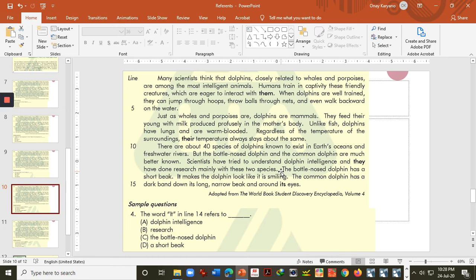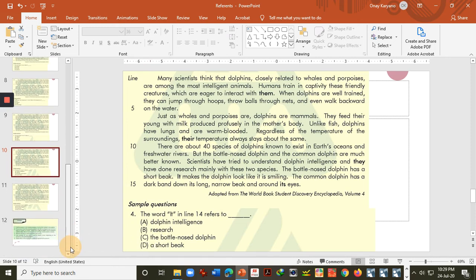Sekarang kita gantikan. The bottlenose dolphin has a short beak. It makes the dolphin look like. Coba kalau kita bilang the bottlenose dolphin makes the dolphin look like it is smiling. Loh, masa dolphin membuat dolphin tampak senyum? Sekarang kita masukkan a short beak. The short beak makes the dolphin look like it is smiling. Dari sini kita bisa simpulkan bahwa jawabannya adalah D.